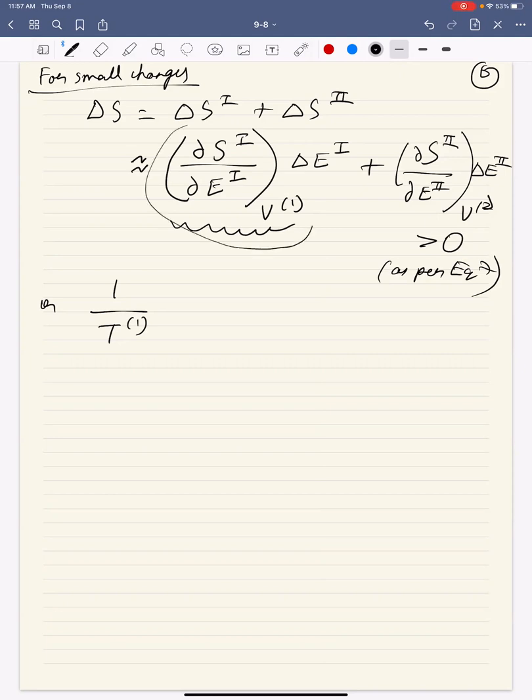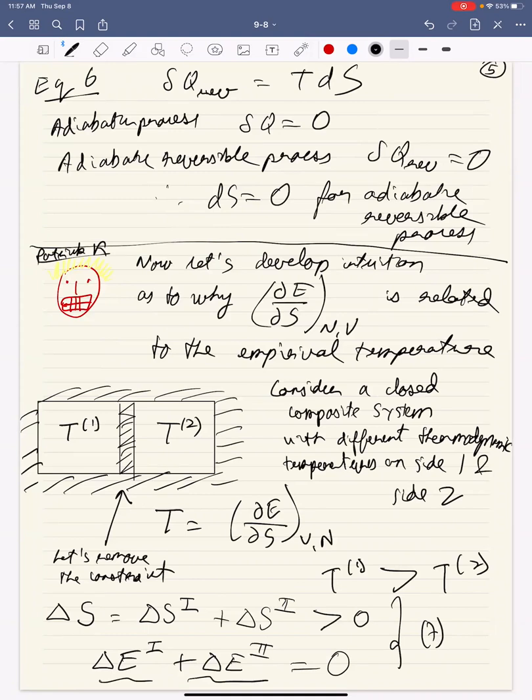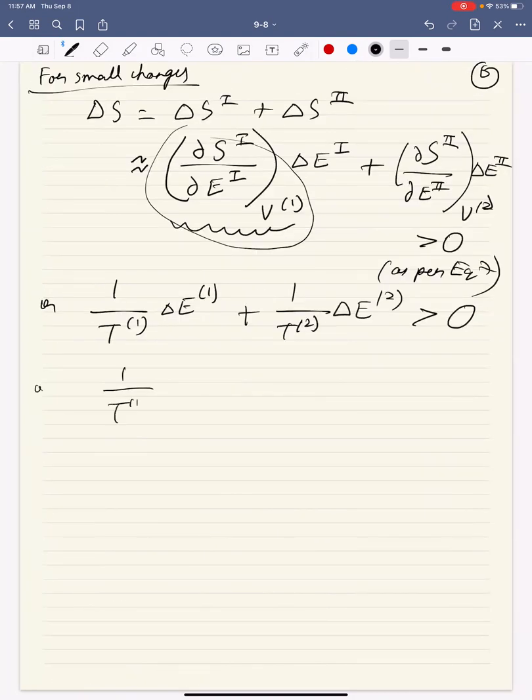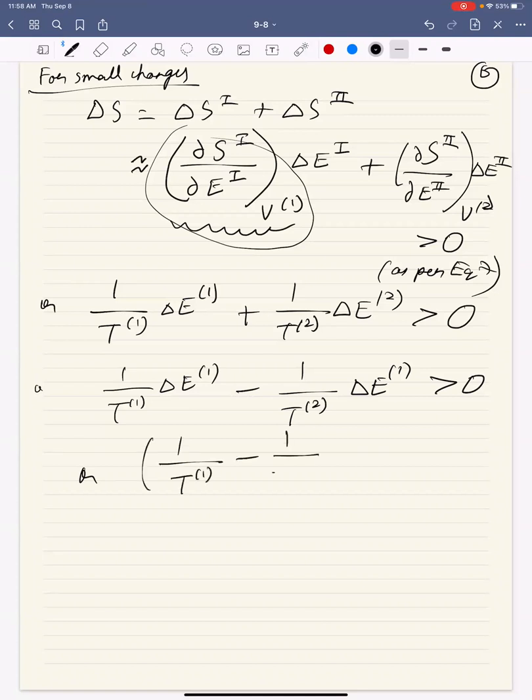So this is 1 by T1 multiplied by delta E1. Okay, I can't really mix in the same equation, so let's call it delta E1, plus 1 by T2 delta E2 is positive. But we also know that delta E1 plus delta E2 is equal to 0, right? So delta E2 is equal to minus delta E1. Or 1 by T1 delta E1 minus 1 by T2 delta E1 is positive. Or 1 by T1 minus 1 by T2 multiplied by delta E1 is positive.